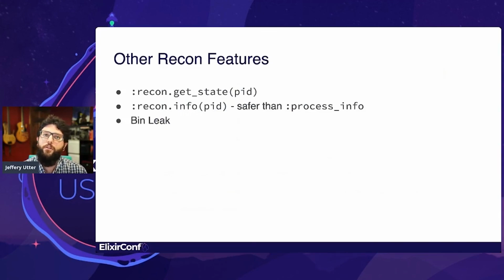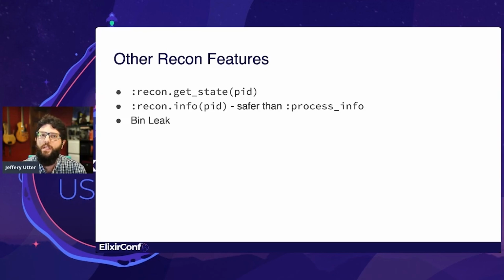A few other features about Recon are handy. We have Recon get state and Recon info. These are similar to process info and process get state, except they're a little bit safer. I think they trim out some fields that could dump tons of data to your terminal, and a couple of fields that might take a little processing to collect. So they're a little bit safer in that regard.